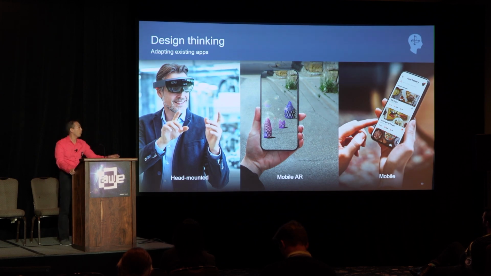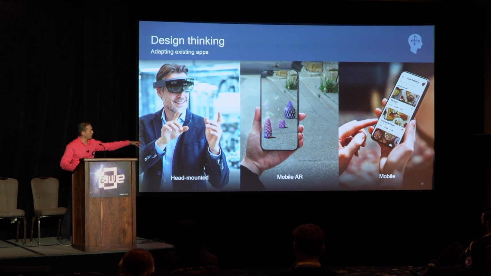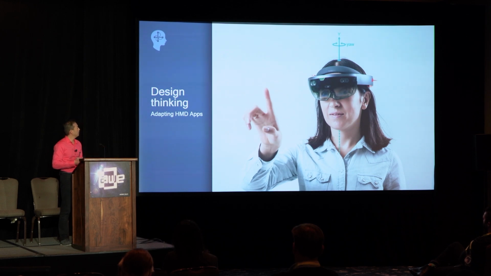All right, so design thinking. When you're looking at porting your apps to Snapdragon Spaces, if you're using existing apps, there's 3 types of apps we can pull from. There's head-mounted, there's mobile AR, and there's mobile. Head-mounted is what you're used to already with VR and immersive AR. Mobile AR is like ARKit, ARCore, or old Vuforia type. And then mobile are just your straight-up mobile apps that have no AR or XR component.